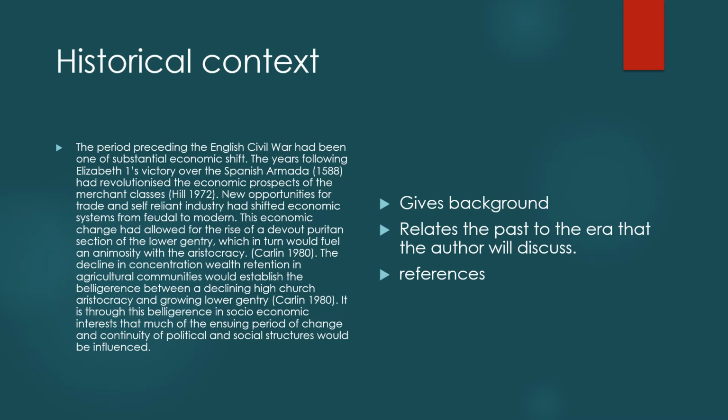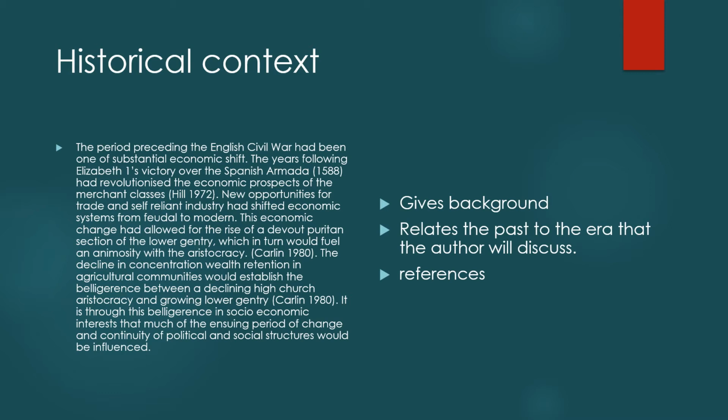The years following Elizabeth I's victory over the Spanish Armada, 1588, had revolutionised the economic prospects of the merchant classes. Hill, 1972. New opportunities for trade and self-reliant industry had shifted economic systems from feudal to modern. This economic change had allowed for the rise of a devout Puritan section of the lower gentry, which in turn would fuel an animosity with the aristocracy.